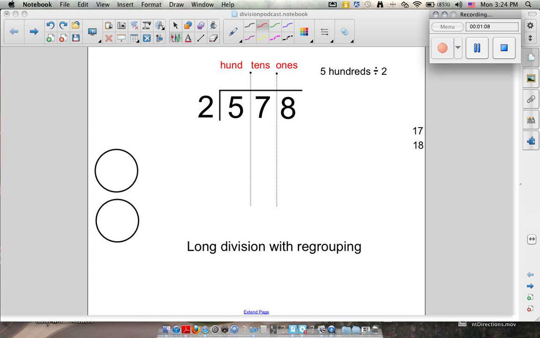So we think, if we take 5 hundreds and split them into 2 equal groups, we know that there are 200s in each group. So I'm going to take the 200 cupcakes and put them into each group.